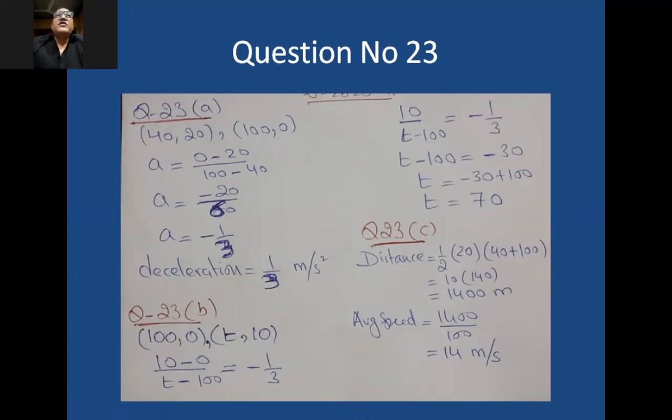So the average speed will be total distance traveled divided by total time taken. So that will be 1400 divided by 100, and that will be 14 meters per second. 14 meters per second will be the average speed for the whole journey. So that was question number 23, and I hope that you have understood how we have done this question.